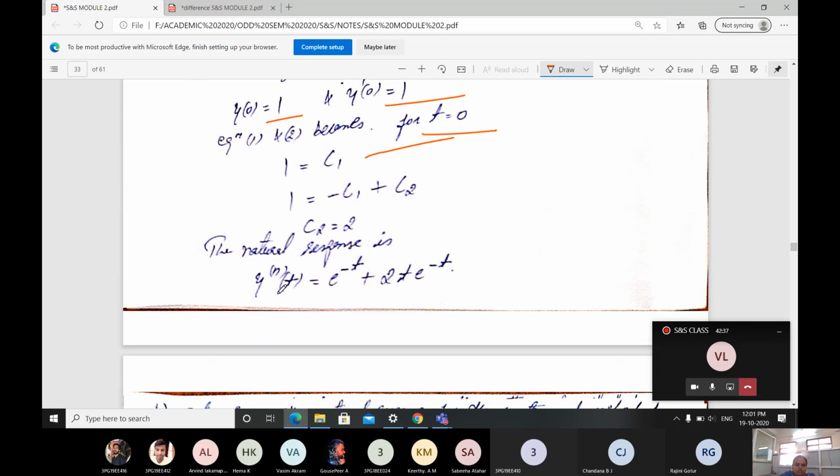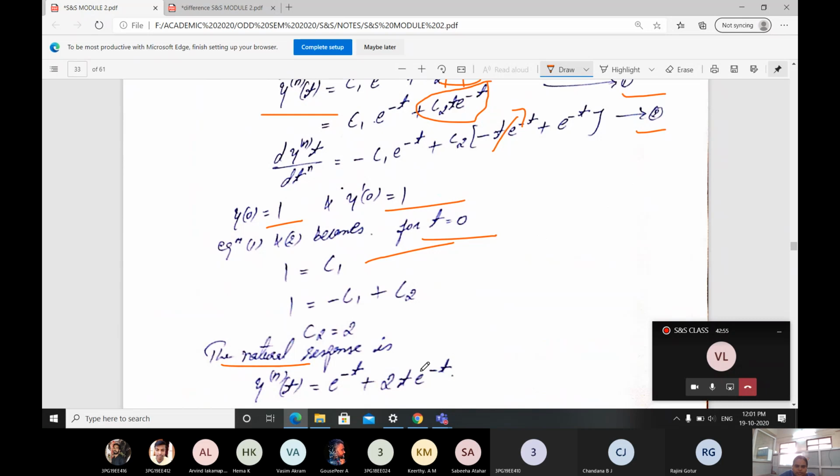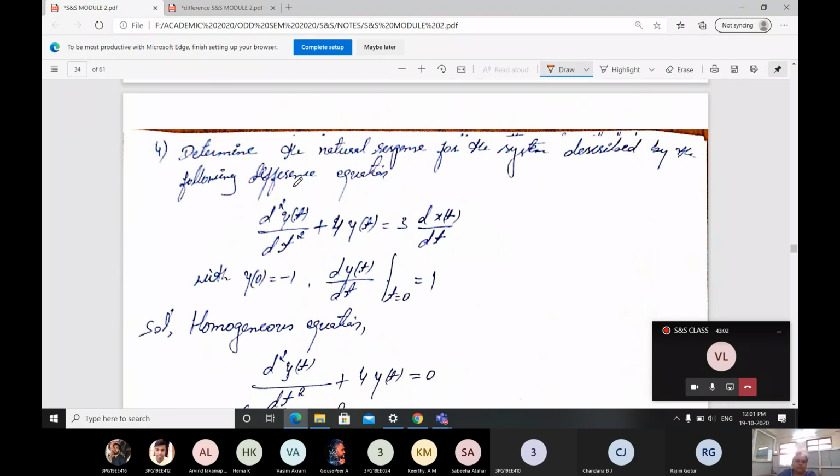Then what you have to do, just substitute in the natural response, that is yn of t is going to be equal to e power, c1 is 1, for that reason e power minus t plus c2 is 2, so 2 into t e power minus t. This is one problem.